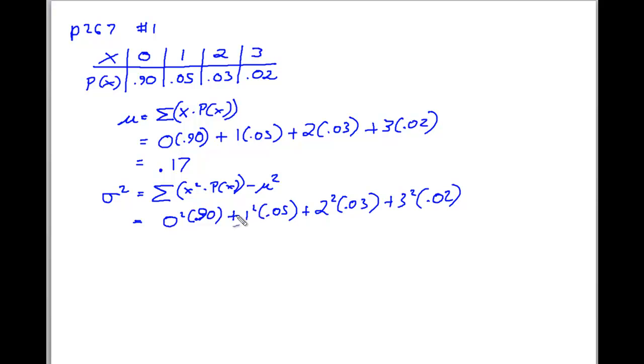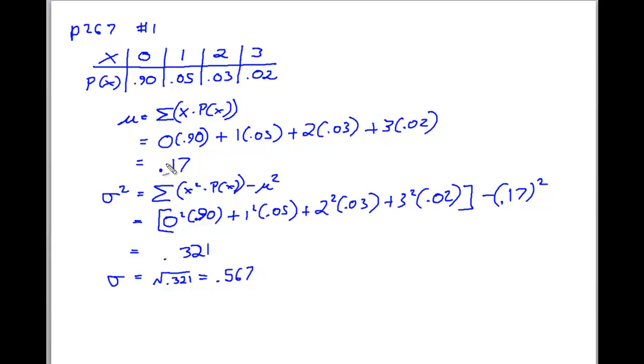If we type that into the calculator, and then subtract our mu squared, which is 0.17 quantity squared, this is going to give us our variance, which is 0.321. One other thing I would do here is take the square root of this, because that will then get us to our standard deviation. So the square root of 321 thousandths is going to be roughly 0.567, or roughly half a DVD.